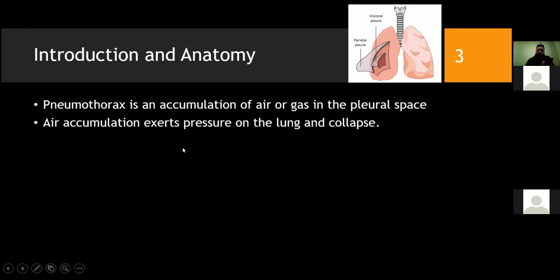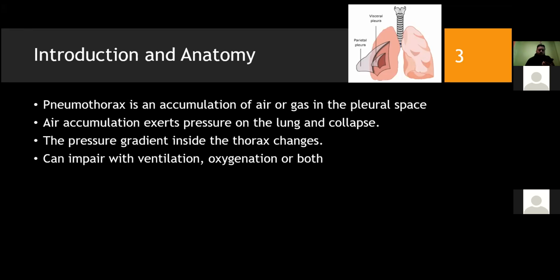When there is air accumulation inside the pleural space, there will be physiological changes, and changes in the level of pressure, which can cause significant problems in ventilation, oxygenation, and even both. In higher clinical scenarios, it can cause collapse of the lung, and we may lose the life of the patient. The presentation of pneumothorax can be variable. Sometimes it can be asymptomatic, and sometimes it can be very life-threatening. So prompt diagnosis and adequate clinical examination is very necessary in our setup.